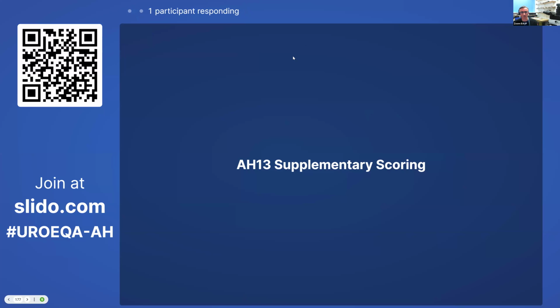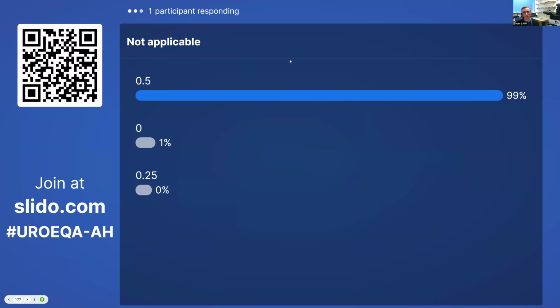I think we can score this. This is fairly straightforward. So not applicable, 0.5. And then we should have Gleason score of 1 as 0. Grade group 2, 0 again. And grade group 5, definitely 0. Okay.